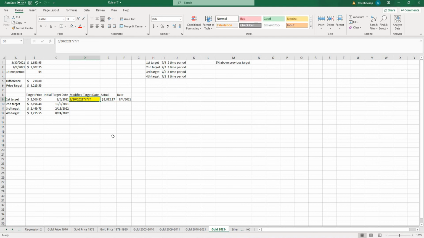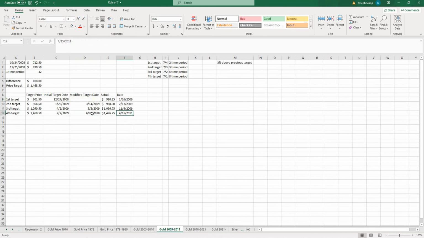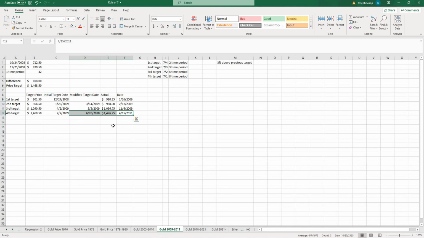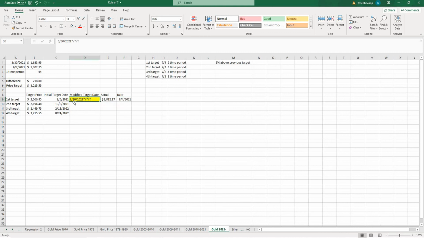So, what gives? Has this rule of 7 been wrong on this calculation for gold? Well, yeah, maybe. Or, like it has done in times past, it may just be pushing it off. We may not realize this gold target in August of 2021. Maybe it's going to be pushed back 2 or 3 months before we actually get back up to that price.